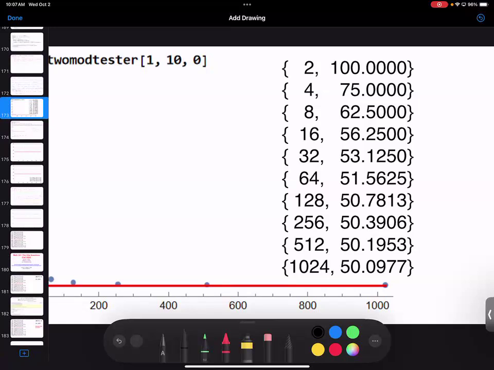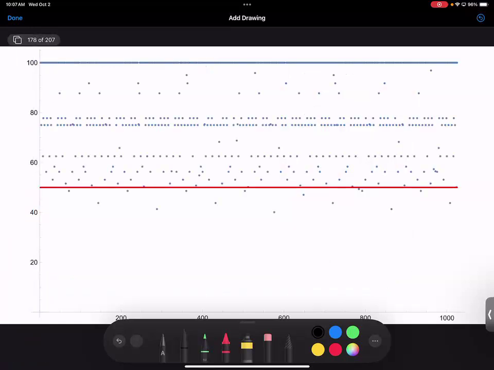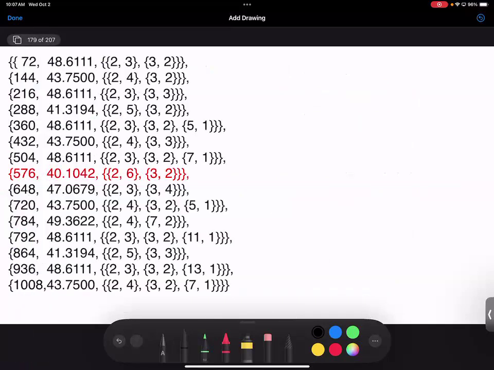And so we looked at lots of data like this. We saw a few things that got really close to that 39%. The best one we saw was at 576. It was 40.104, and we needed 39.26. So did anybody write any code to see if you could go further?